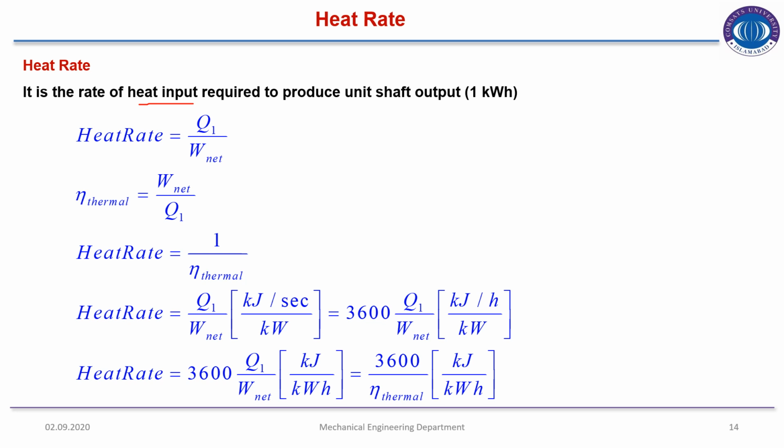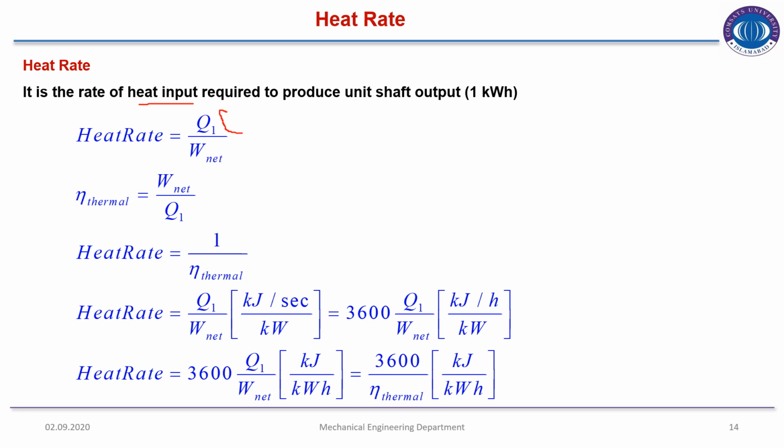Q1 is the amount of heat that is supplied through the boiler. And also thermal efficiency is given by W net over Q1. So heat rate is the reciprocal of thermal efficiency. Also, the unit of Q1 is kilojoule per second, whereas when we are talking about Q1 in terms of heat rate, the unit of energy supplied is given in the form of kilojoule per hour.